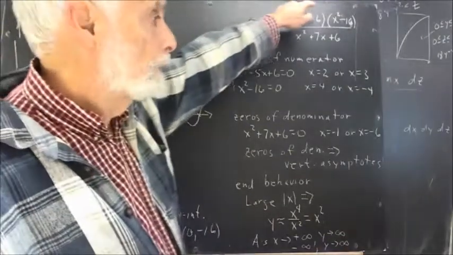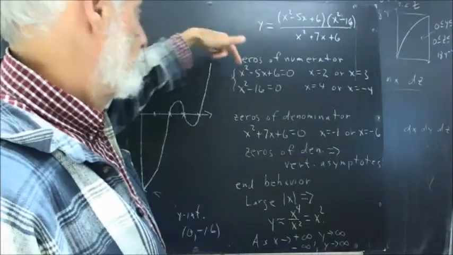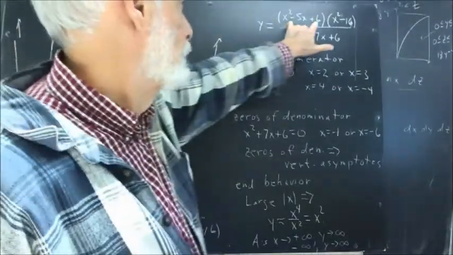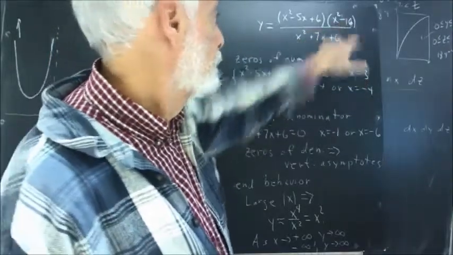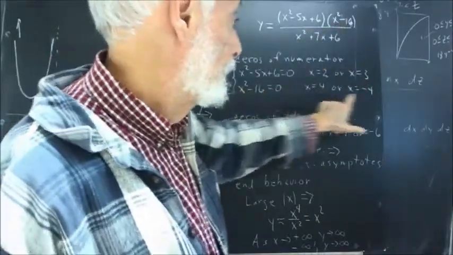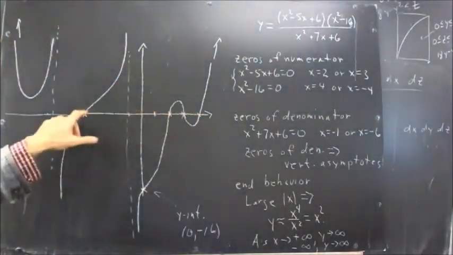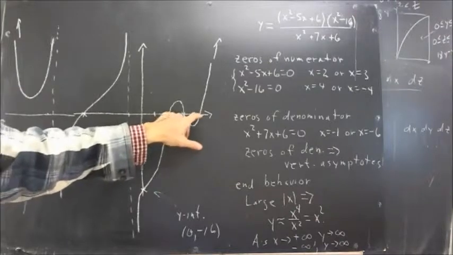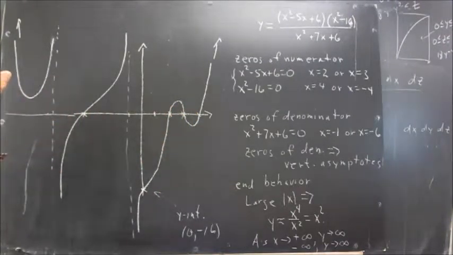For the rational function we see here, we find the zeros of the numerator. We simply set this factor equal to 0 and solve, we get x equals 2 and 3. Set this factor equal to 0 and solve, we get x equals 4, negative 4. That immediately gives us 4 points on the graph, corresponding to the zeros at x equals 4, x equals 3, x equals 2, and x equals negative 4.